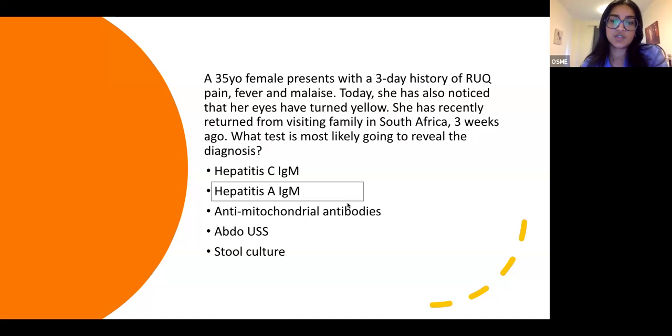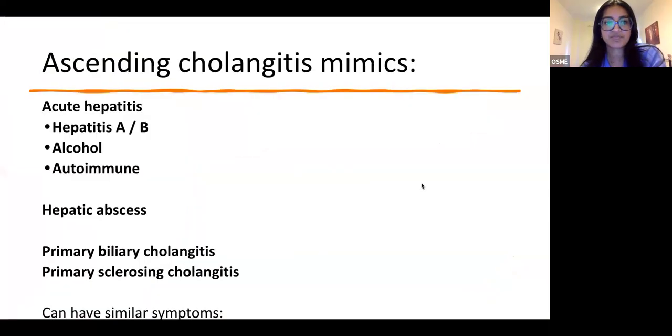AMAs, you'd be doing in someone that you'd suspect has PBC, and this history just doesn't match that. Abdominal ultrasound: while I said before that you do an abdominal ultrasound in anyone with right upper quadrant pain, you aren't really suspecting gallstones in this scenario because of the travel history. You'd be suspecting hepatitis and you'd want to do serology. However, it doesn't mean you wouldn't do an abdo ultrasound. It's just that serology is the most likely to reveal the diagnosis, which is what the question's asking for. And a stool culture, just probably not.